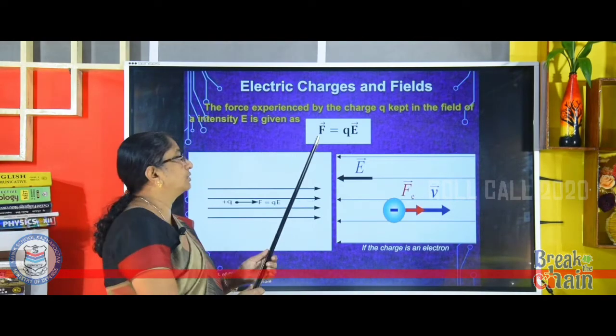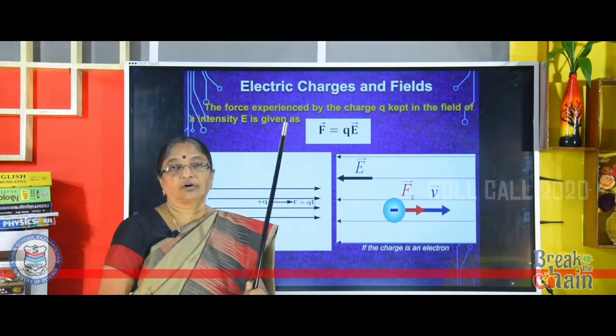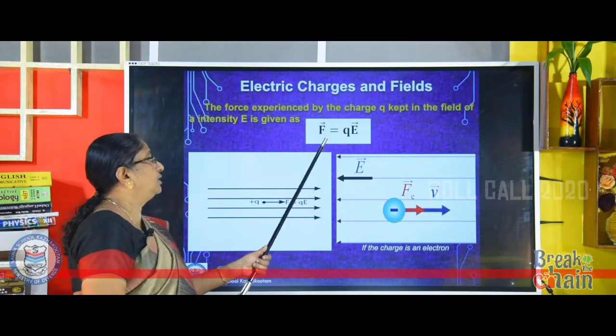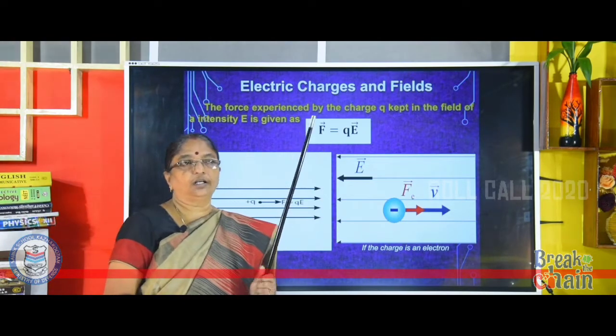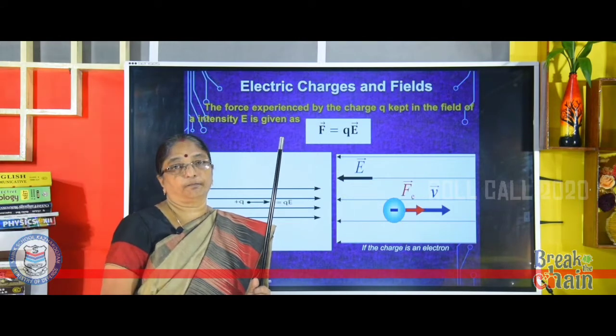You know that the charge of the electron is represented by small letter e. Then the force on an electron is e into E, small letter e into capital letter E, where small letter e is the charge of the electron.